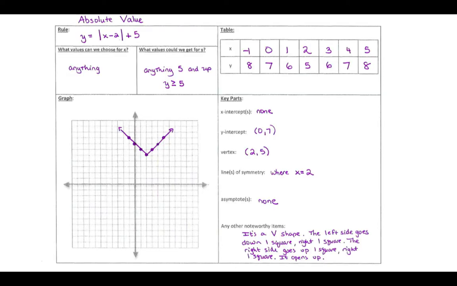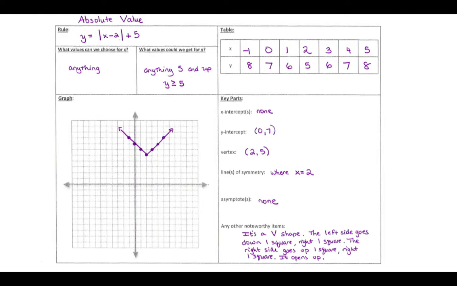The absolute value family. So remember, absolute value calculates distance, so it makes things positive. So when I plug something into absolute value bars, it gives me the positive answer coming out. So when I think about what can I plug in for x, well, I'm supposed to take what I plug in for x, subtract 2, make the answer positive if it isn't already, and then add 5. Well, there's no number in this world that I'm not allowed to subtract 2, make positive, or add 5.